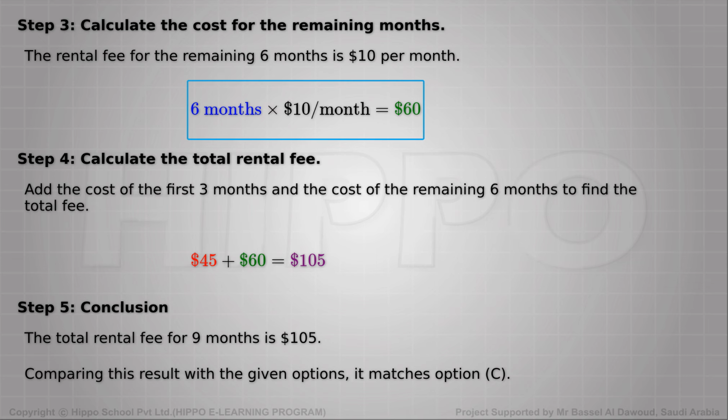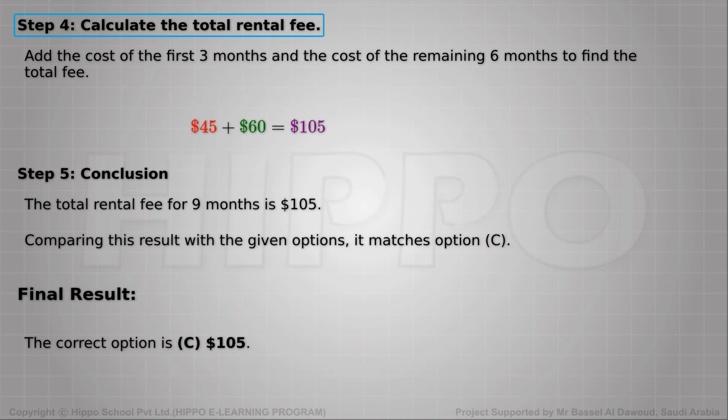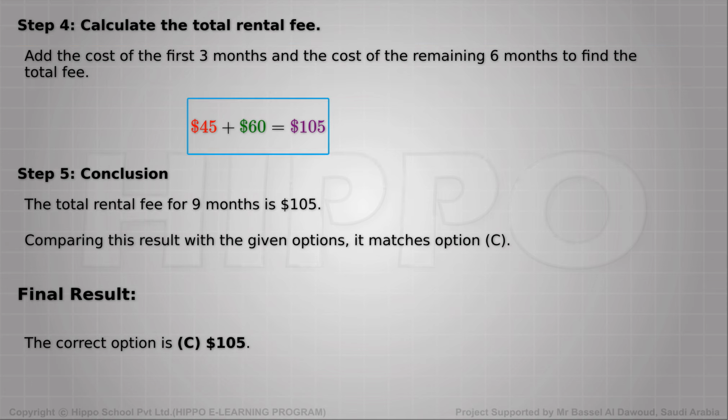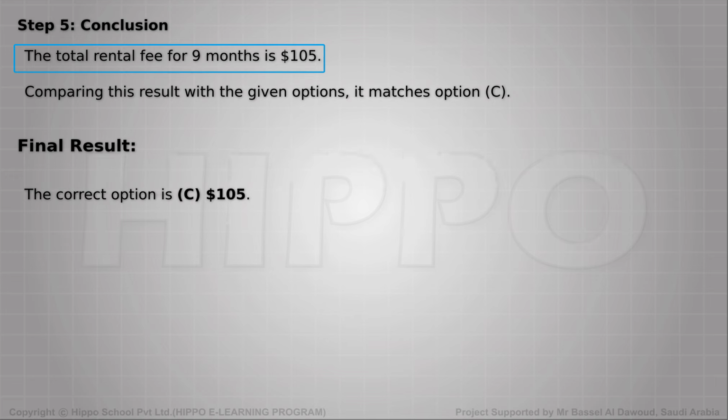We're almost done. This is the final calculation. To find the total amount the student will pay, we need to add the costs from our 2 periods together. In step 1, we found the cost for the first 3 months was $45. In step 3, we found the cost for the next 6 months was $60. So we simply add those 2 amounts. As you can see, $45 plus $60 equals a total of $105. So we've done our math and arrived at a total rental fee of $105.